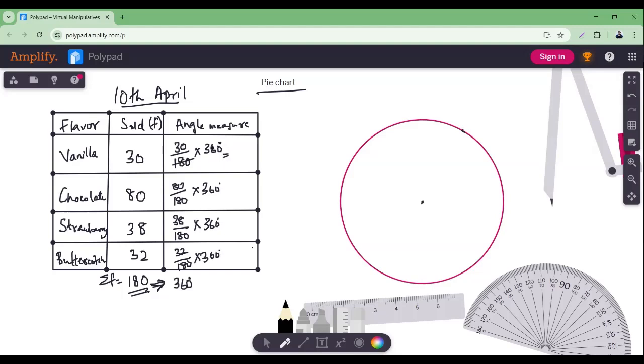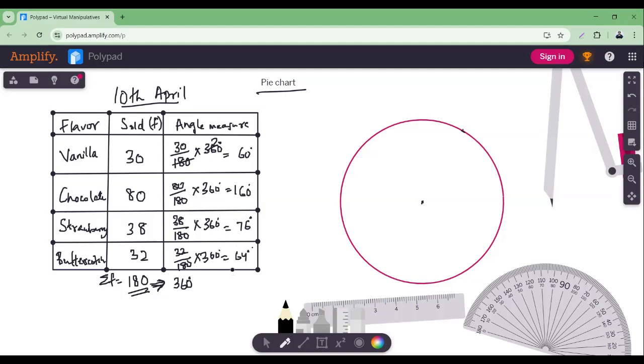So this is going to be 2 times, so it's going to be 60 degrees here. And it's going to be 160 degrees here, 80 times 2 is 160 degrees. And this again 2 times means it is going to be 76 degrees here and 64 degrees here, right?